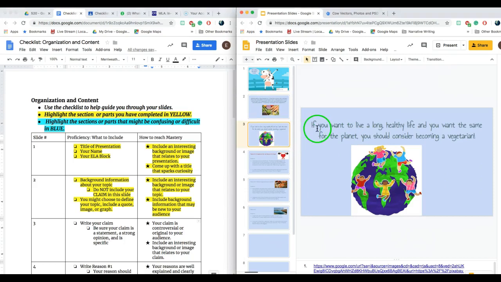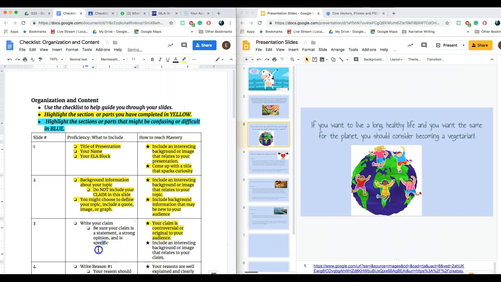Okay, slide 3. My claim is, if you want to live a long, healthy life and you want the same for the planet, you should consider becoming a vegetarian. It's basically simple. I'm saying you should consider becoming a vegetarian, and I give you some reasons at the beginning of this, and then I have an image. It's a pretty strong opinion, because I'm suggesting that you change your entire diet. My claim might be controversial to my audience, because I'm guessing most of you are not vegetarians.